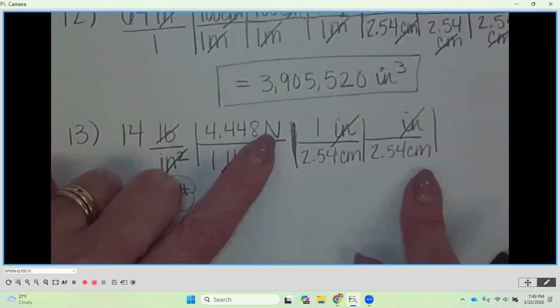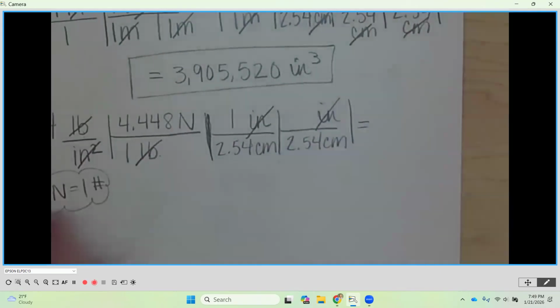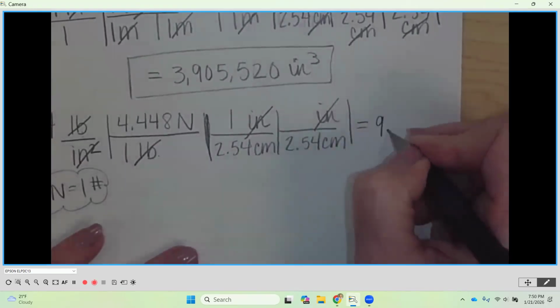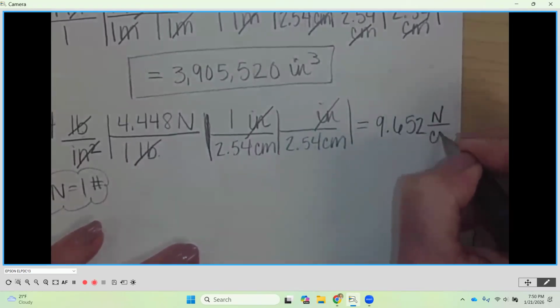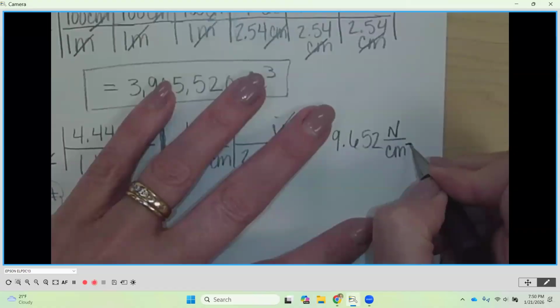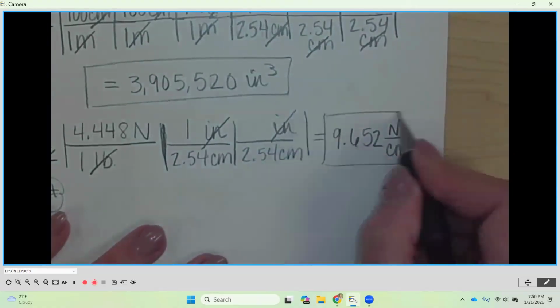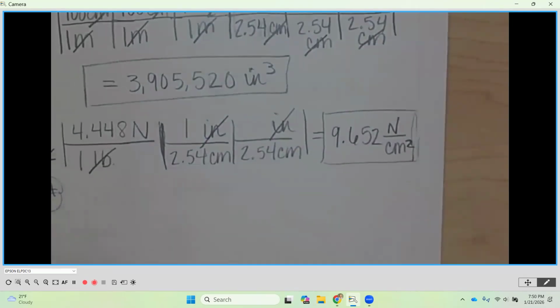Do you see that? So good. My goodness. You guys, I bet you can't wait to do the homework. I know. You're welcome. Centimeter squared. Ran out of room there. There we go. Did you guys get 9.652-ish? Okay. So good.